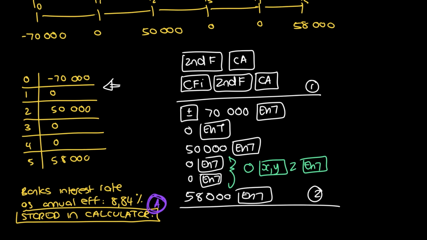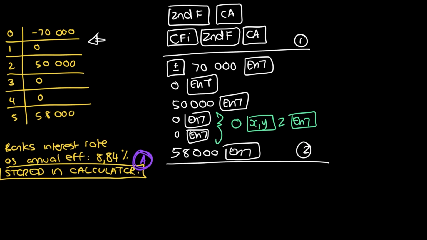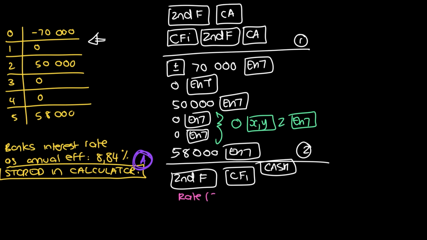Next up is we're going to activate the menu to allow us to work out the NPV and the internal rate of return. It's the same menu for both of them. So we're going to say second function, and then the CFI to activate that cash button, because that's going to bring up the menu that we're interested in. And now on our screen, it's going to display the rate IY is equal to 0.